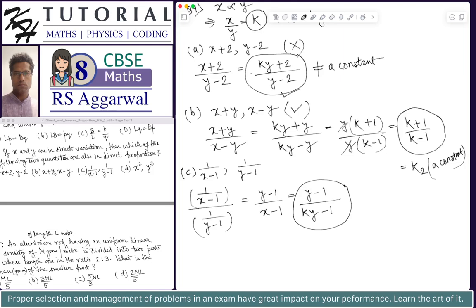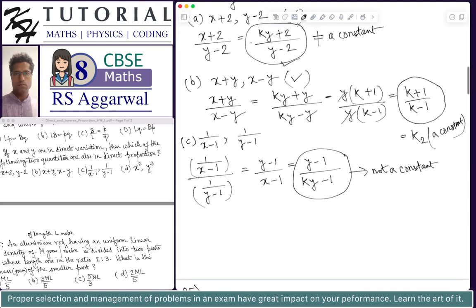So since it has the quantity y, it is not a constant. So this is not a constant, since it has the quantity y. Now, if the ratio of the two quantities comes out to be an expression which is independent of x and y, then those two quantities can be said to be in direct variation.